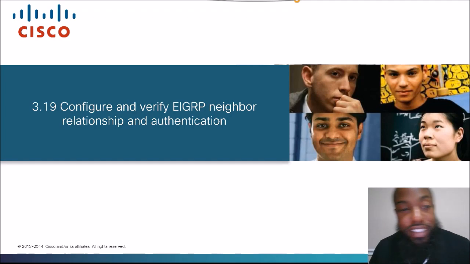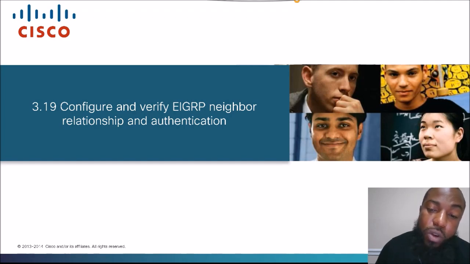And today's topic is section 3.19, configure and verify EIGRP neighbor relationship and authentication. This is part 2 of a 2-part series. We're doing the same topic as the last video, but we are now doing authentication. This is a topic in the CCNP ROUTE exam, code 300-101 version 2.0.